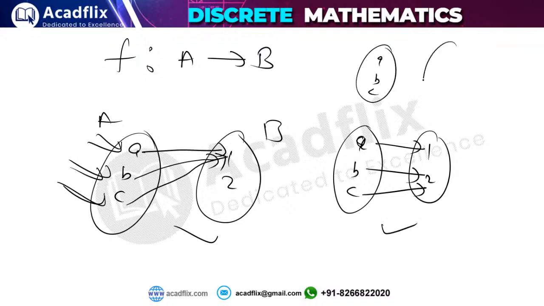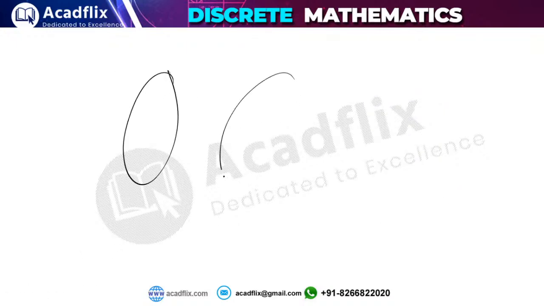For example, take A, B, C and 1, 2. This is not a function. Why is it not a function? Two things are violated. First, this element is related to more than one element. I told you every element must be related to exactly one element. So this is the first violation. The second violation is that B is not related to anyone and C is not related to anyone. I am saying that every element should be related to exactly one element. So this is a function, this is not a function. Remember this. Functions are basically like this.